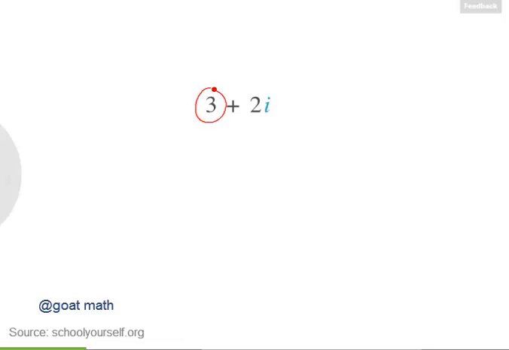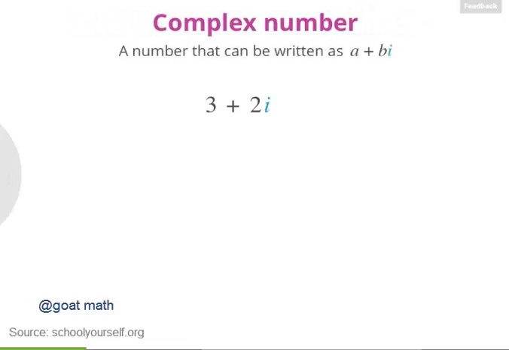So we have a real number plus an imaginary number. And this is what's known as a complex number. It's any number that can be written in the form a plus bi. So that's a real number plus an imaginary number. Let's look at a few more examples of complex numbers.